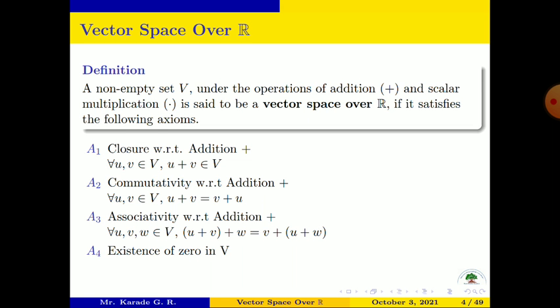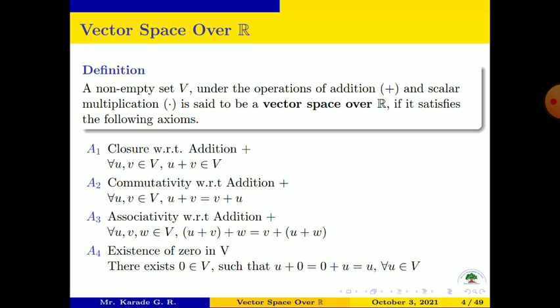This property must be satisfied by V with respect to the addition operation. The fourth property is existence of 0 in V. This means there must exist 0 belongs to V such that u plus 0 is equal to 0 plus u is equal to u for all u in V. Means there exists an element, we call it 0 in V, which satisfies this condition. Which condition? For all vectors u in V, u plus 0 must be equal to u and 0 plus u must be equal to u.